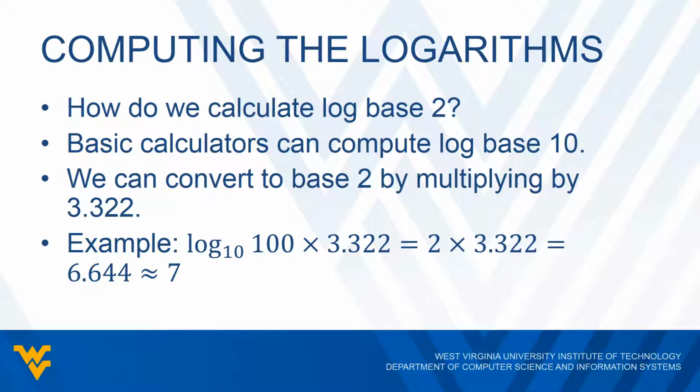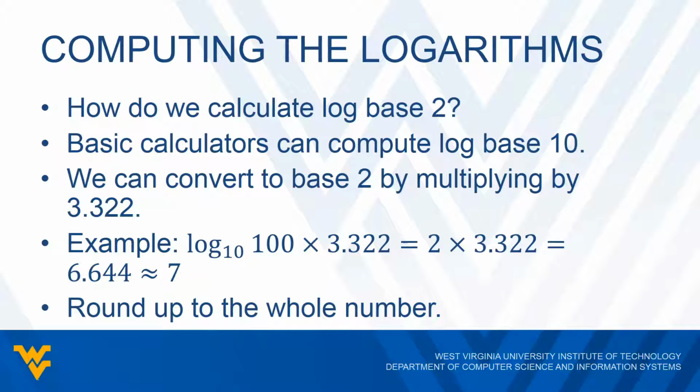Let's look at an example. Let's say we want to get log base 2 of 100. What we can do is compute log base 10 of 100, and that gives us 2, because 10 squared is 100, and then we multiply that by 3.322. If we multiply that, we get 6.644. Now that's close to 7, so the last step is that we round up to the next whole number. So we take 6.644, round it up to the next whole number, that gives us 7, and sure enough, log base 2 of 100 is 7.